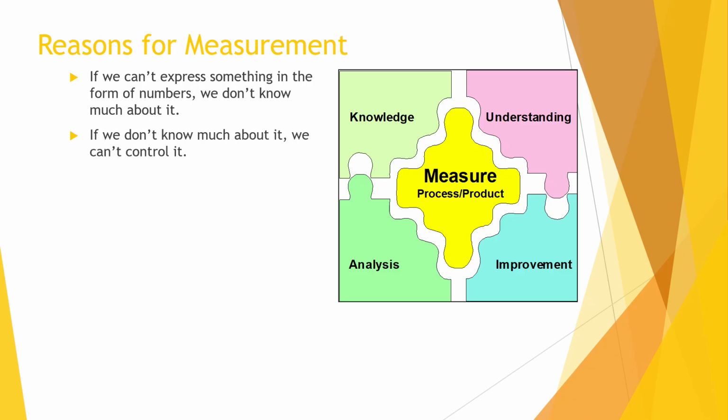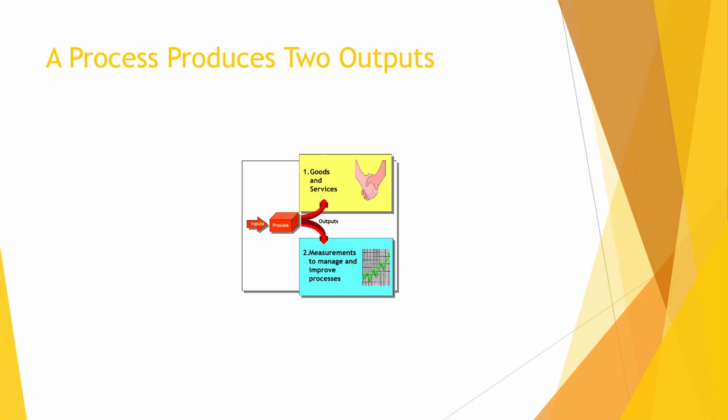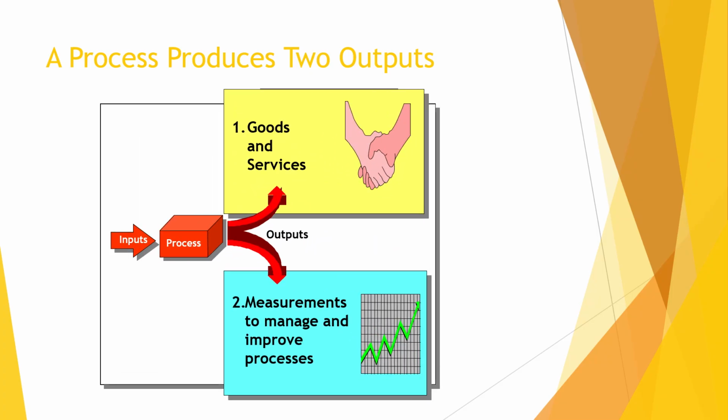Whatever you don't measure can be very dangerous. A process produces two outputs: one, goods and services; two, measurements to manage and improve processes. So you have inputs that go into a process, and then the process creates outputs.